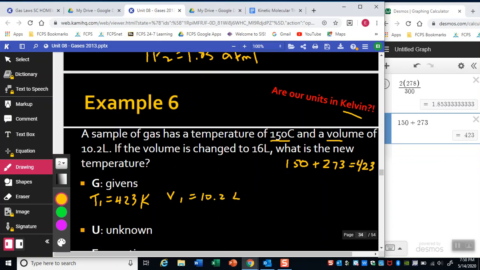And the volume is changed, so my new volume is going to be 16. So the volume goes up, all right? And the question is, what is the new temperature?